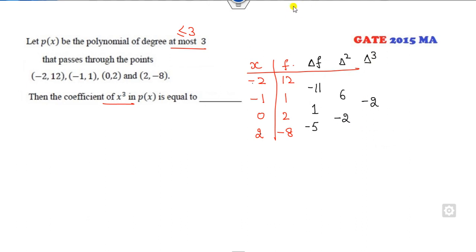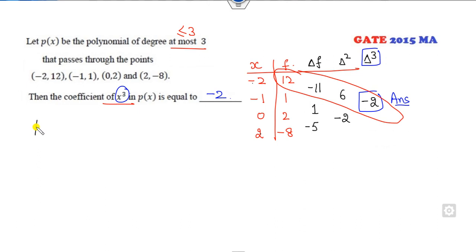And your target is to find the coefficient of x cube. And this is my degree 3. This is the right answer of this problem. Fine. Otherwise, you can formulate the problem. You can find the polynomial by using this term.